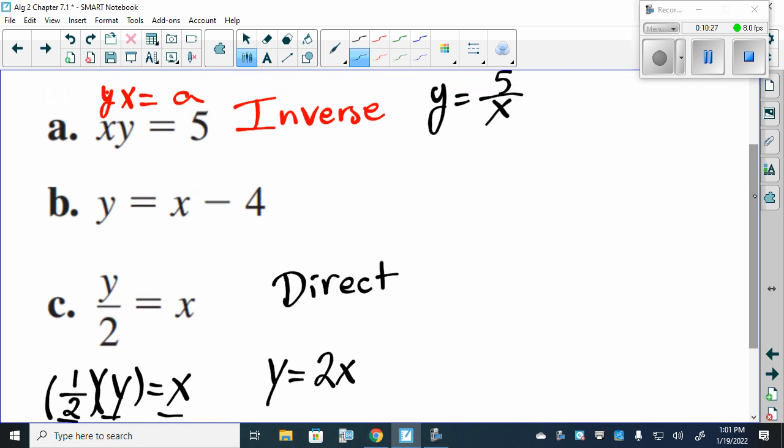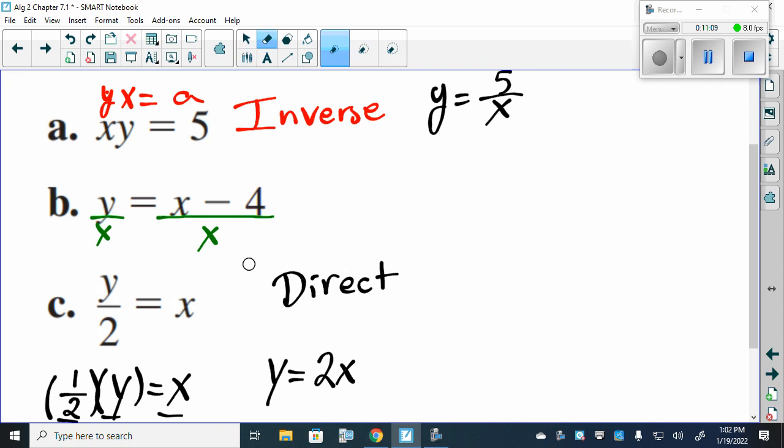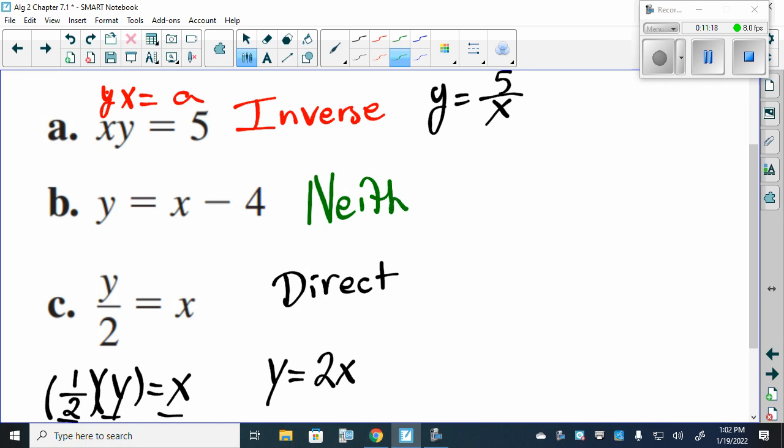Any questions on A or C before we look at B? What do we think about B? If we multiply both sides by x, we would have xy is equal to x squared minus, if we divide both sides by x, we would have... and really that subtraction of 4 and the x and y not being together is really why this is neither.